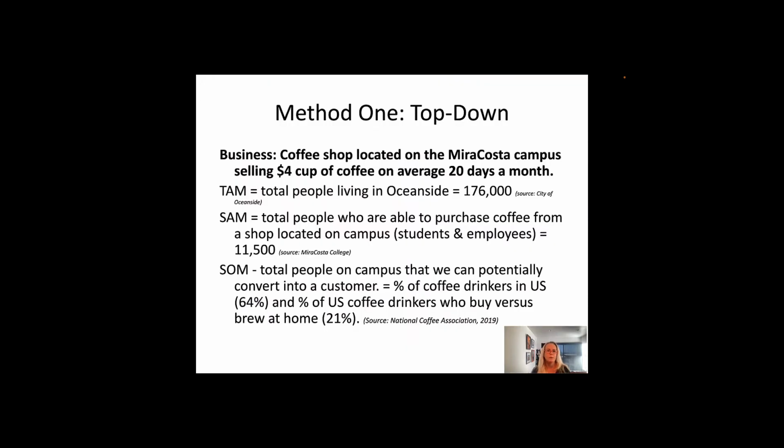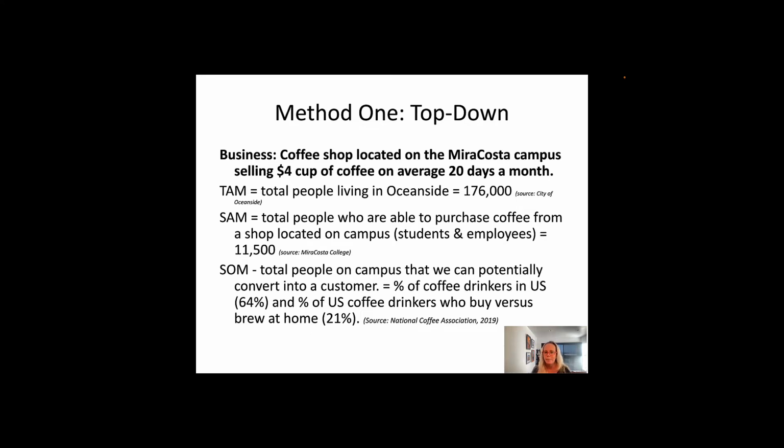So using the top-down methodology, we've got a coffee shop located on the MiraCosta campus selling $4 cups of coffee on average for about 20 days a month. 20 days a month because no one is on campus on the weekends. So we think we can sell for 4 weeks, times Monday through Friday, 5 days a week. So that's where we get our 20 days.